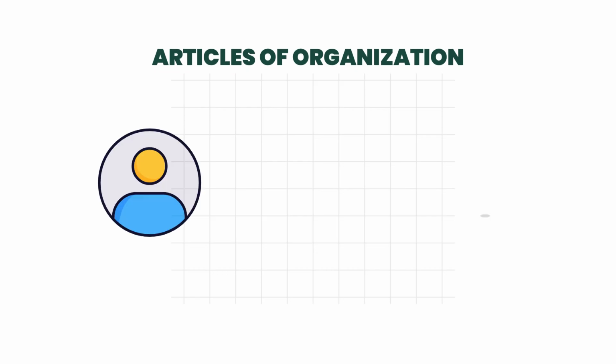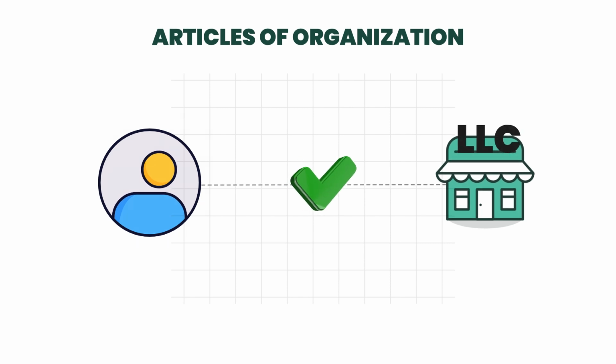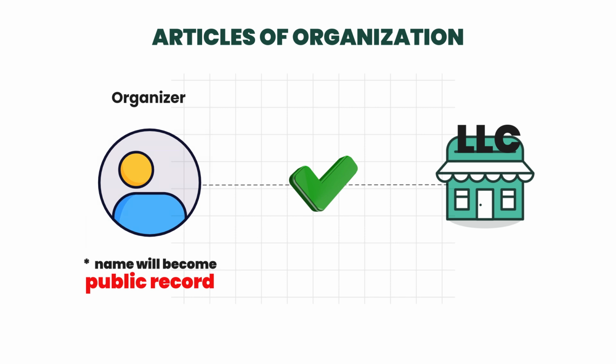Now let's talk about the organizer for a second, because this may also present a privacy issue for people who are concerned about that. So basically, the person who registers your LLC will be listed as the organizer. And if that's you, that means that your name will be public record in association with the LLC, which also means that someone could simply search your personal name and see all of the LLCs you own if you are listed as the organizer.